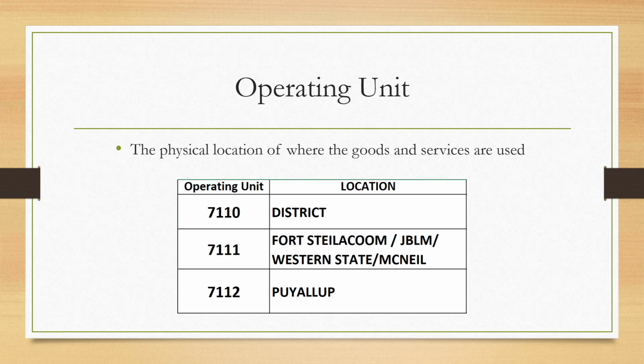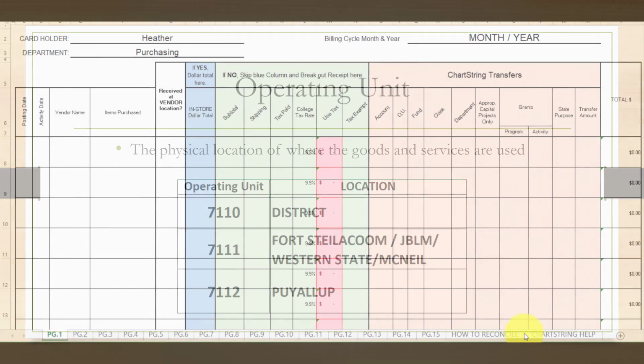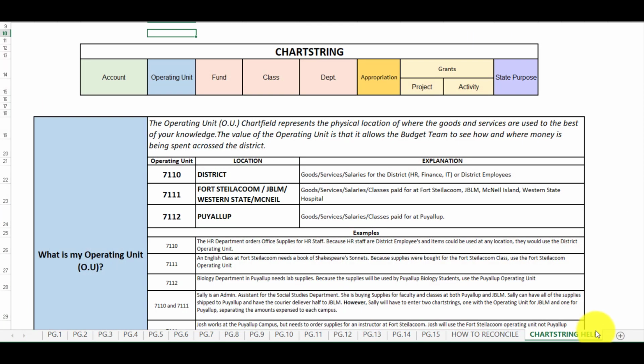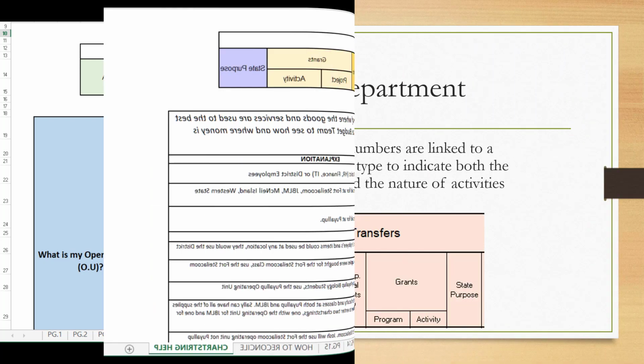Another example would be if the Puyallup Student Life Department took students on a skiing trip. Even though the event happened off campus, the event was still held specifically for students at the Puyallup campus, so they would use Operating Unit 7112. There are more examples of how to choose the correct operating unit on the Chartstring Help tab located on the P-Card Log, or you can email the Procure to Pay department if you have any questions.